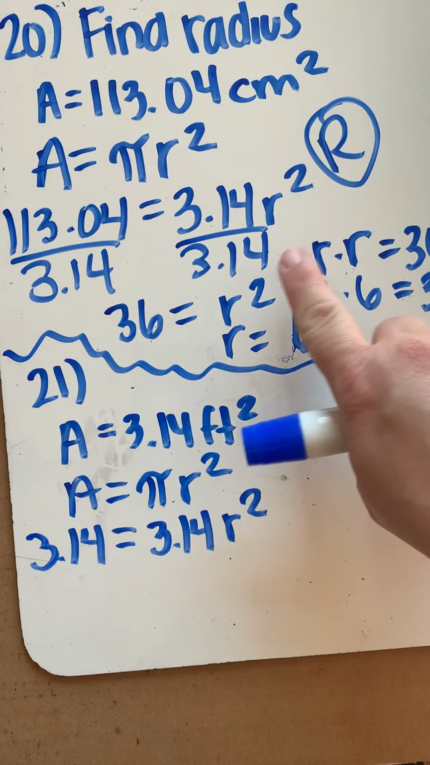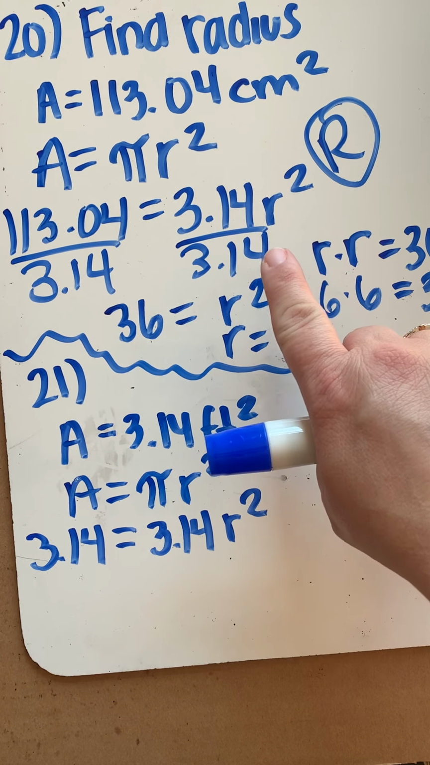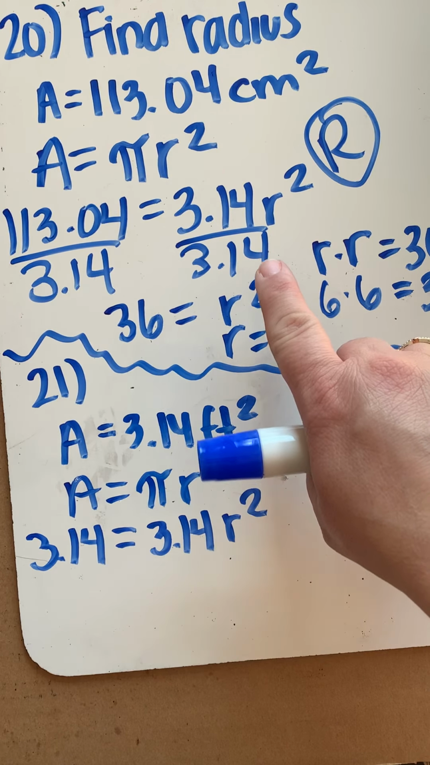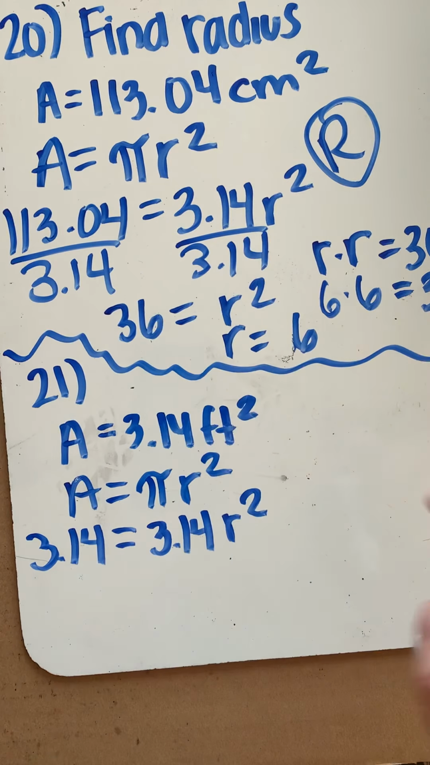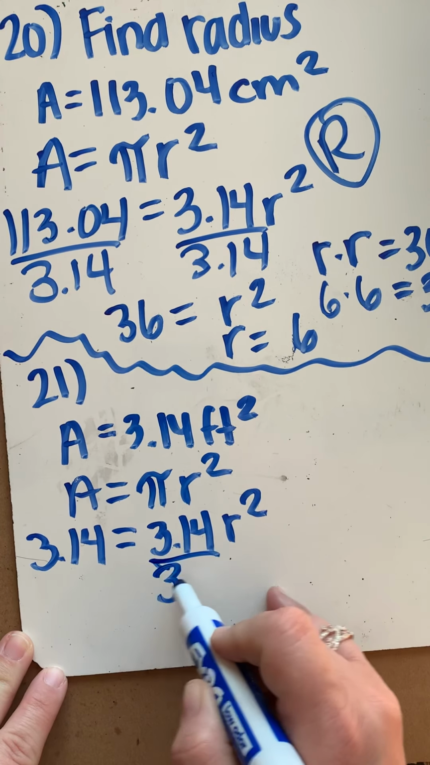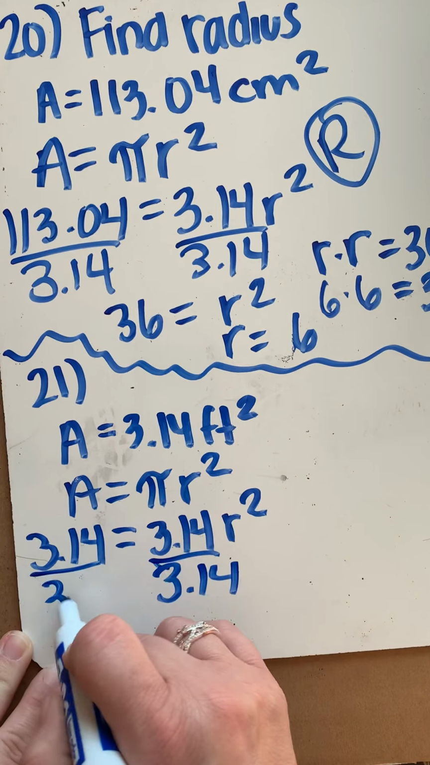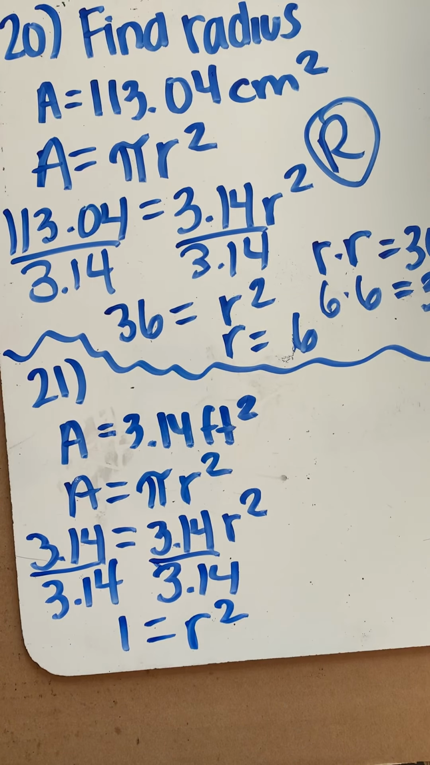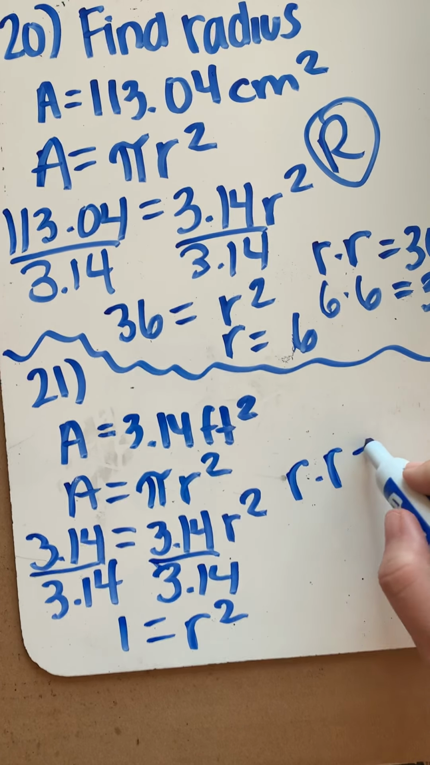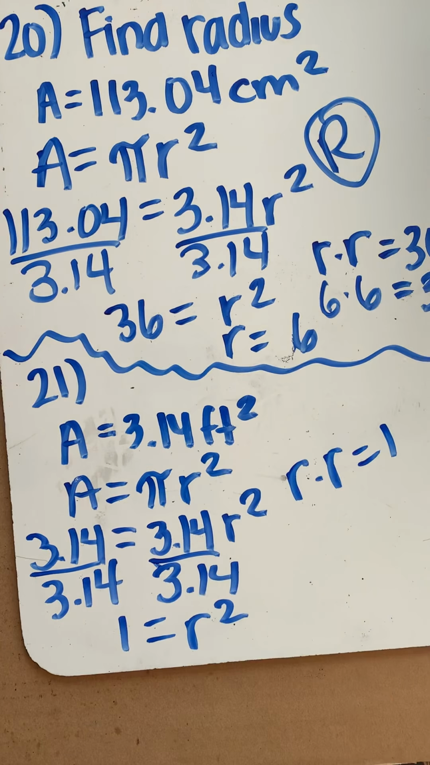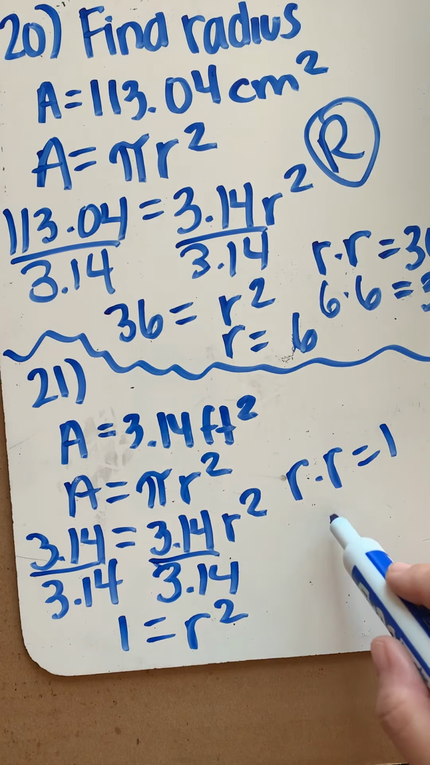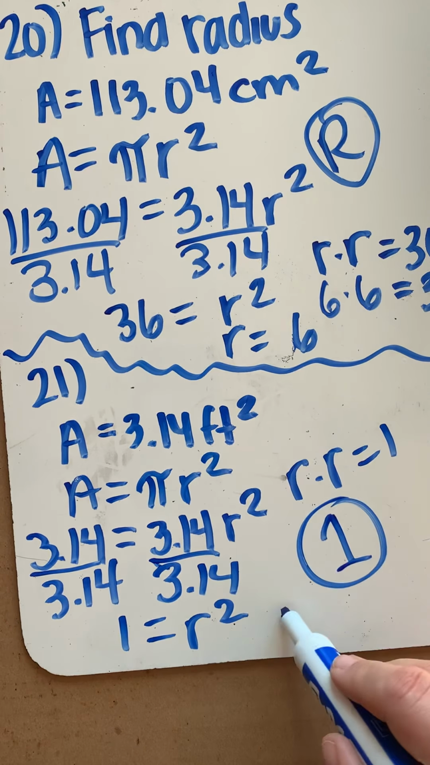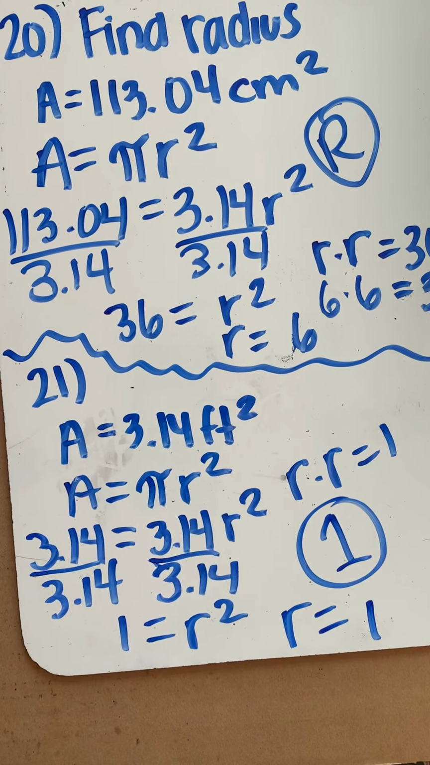So again, just like we did up here, to solve for r, we have to get r squared and then eventually r all by itself. To do that, we have to divide both sides by 3.14, and we get 1 equals r squared. Now the nice thing about this, r times r has to equal 1. This is another easy one. What's the square root of 1? Or what number times itself gives me 1? 1. So my answer is r equals 1.